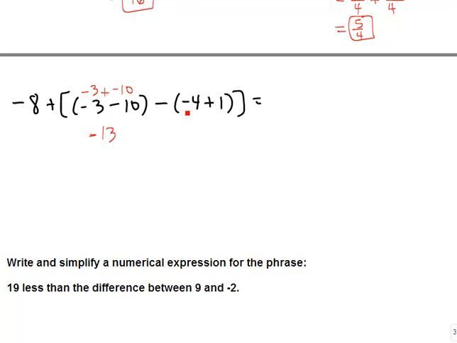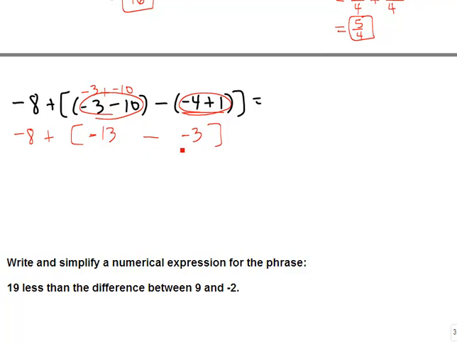Now if I go to this problem right here, negative 4 plus 1, there the signs are opposite, so we subtract. 4 take away 1 is 3. The 4 is larger and it was negative, so this is going to be negative 3. Then between this problem and this problem is that subtraction, so you want to make sure you bring that subtraction symbol down. So here's what we end up with in those brackets.